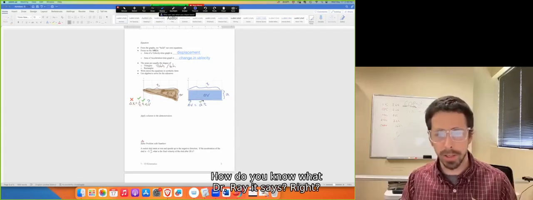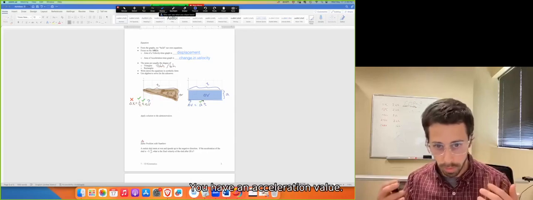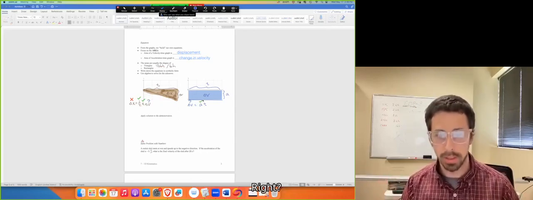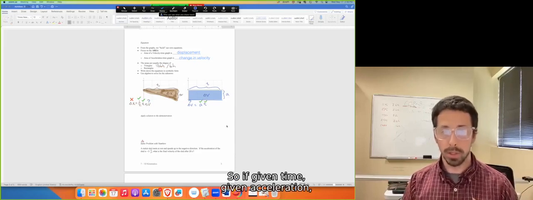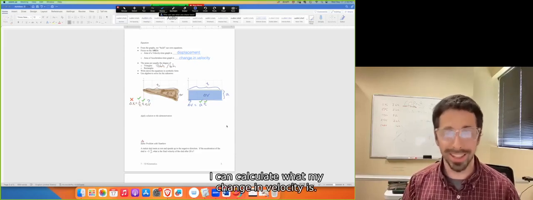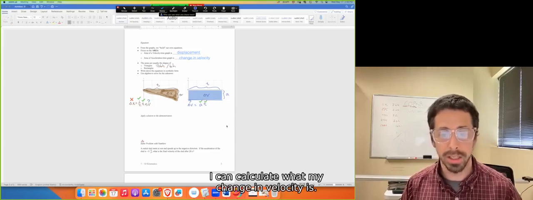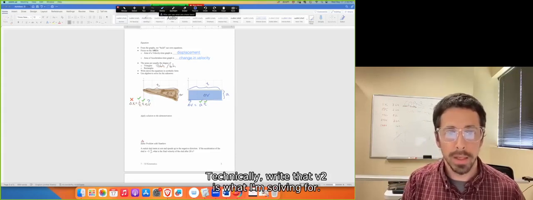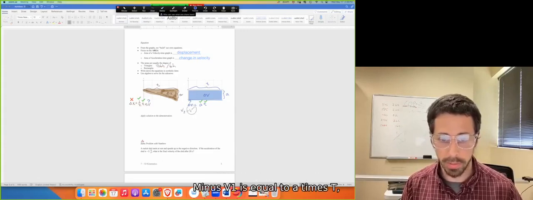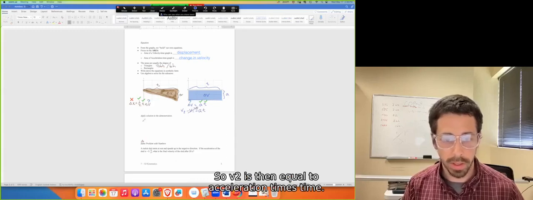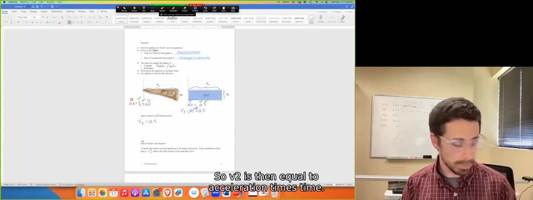How do you know it, Dr. Ray? It says, right? You have an acceleration value a, and it wants to know after how much time. So if given time, given acceleration, I can calculate what my change in velocity is. Technically, that v2 is what I'm solving for. v2 minus v1 is equal to a times t, but v1 is equal to 0. So v2 is then equal to acceleration times time.